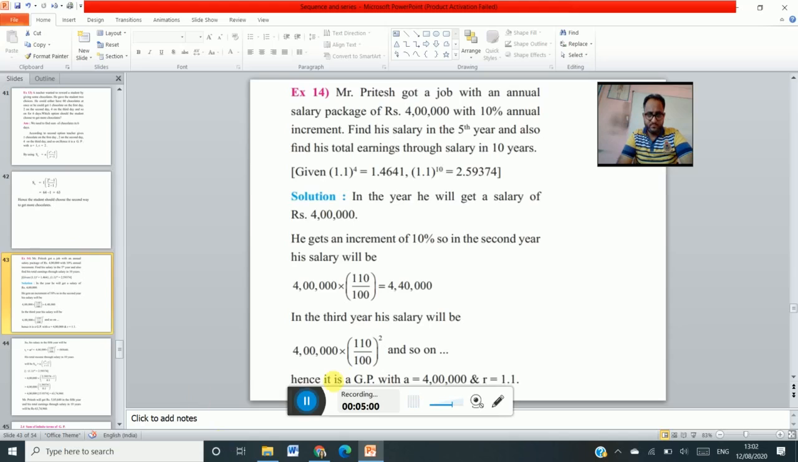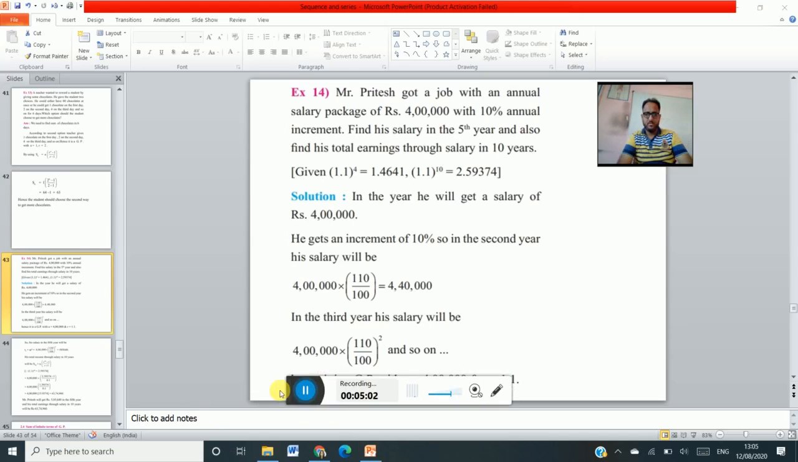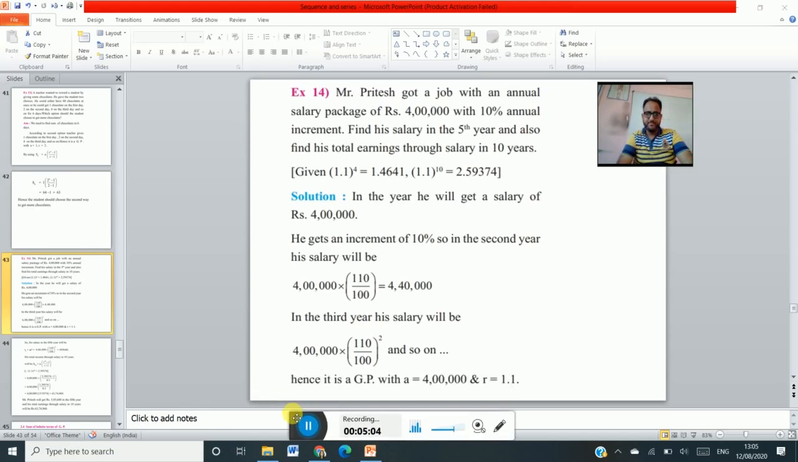See this one, this is also theoretical. Okay, see this one: Mr. Pritesh got a job with an annual salary package of 4 lakh, with a 10% annual increment. Find his salary in the 5th year and also find his total earning through salary in 10 years. Okay, given है 1.1 to the power 4 का value and 1.1 to the power 10 का value, right?